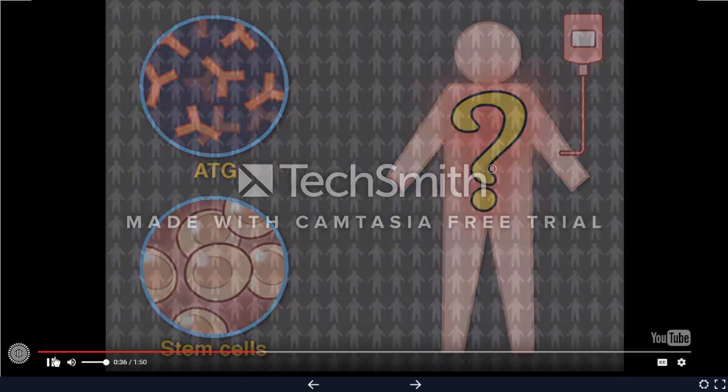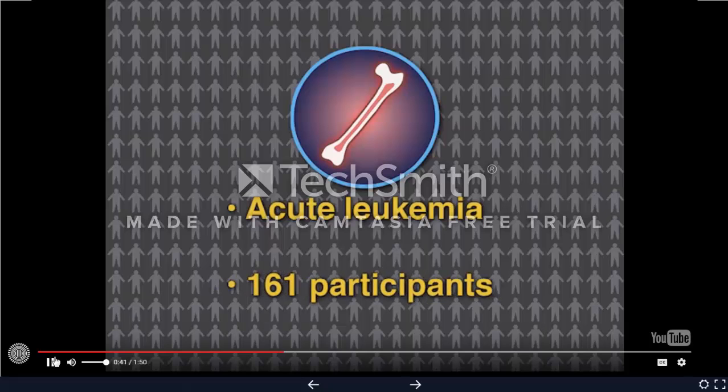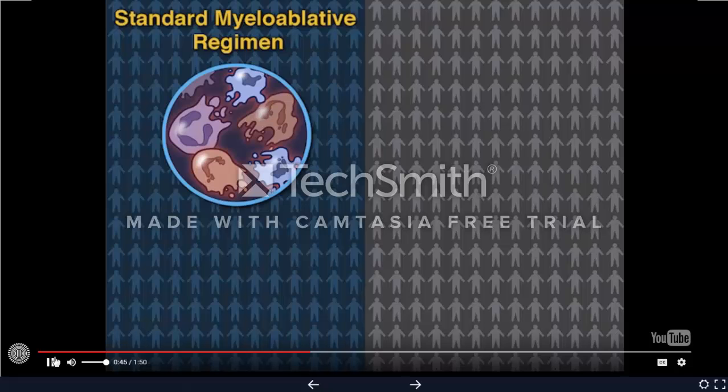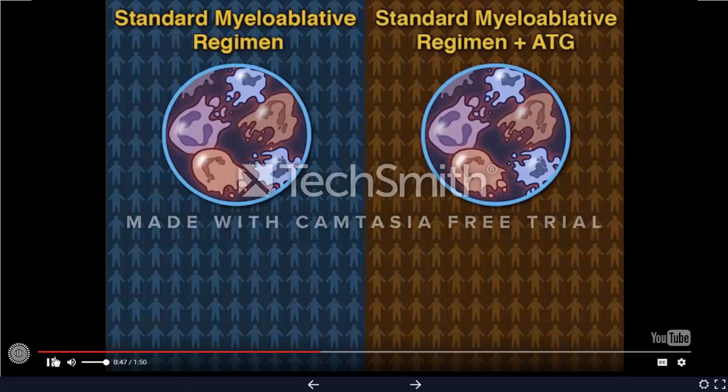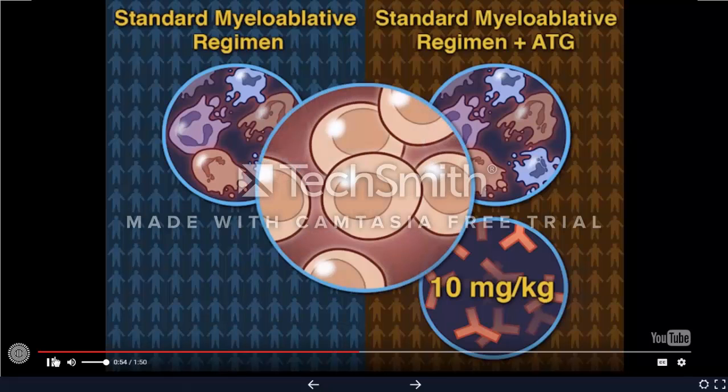In this prospective multicenter study in patients with acute leukemia, 161 participants were randomly assigned either to the standard myeloablative regimen or to the same regimen plus ATG at a dose of 10 milligrams per kilogram of body weight for 3 days before undergoing allogeneic peripheral blood stem cell transplantation from an HLA identical sibling.